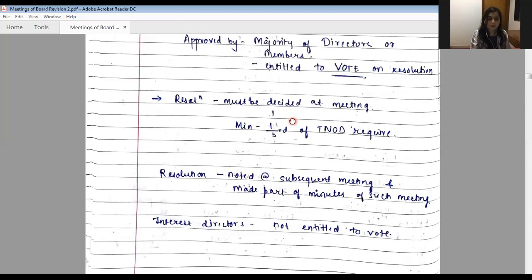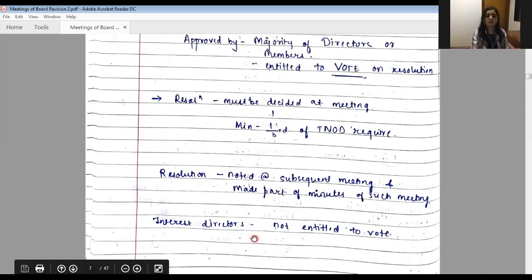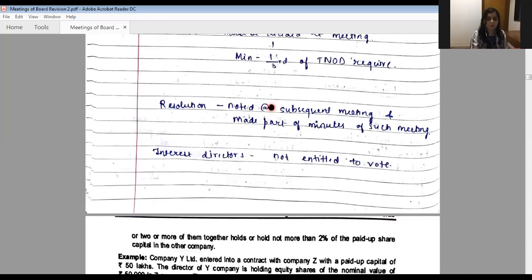Then if a minimum of one-third of the total number of directors require that a resolution must be decided at a meeting, then the board meeting shall be convened. Then the next point is that this resolution under section 175 shall be noted at a subsequent meeting and made part of the minutes of such meetings. Then interested directors are not entitled to vote.